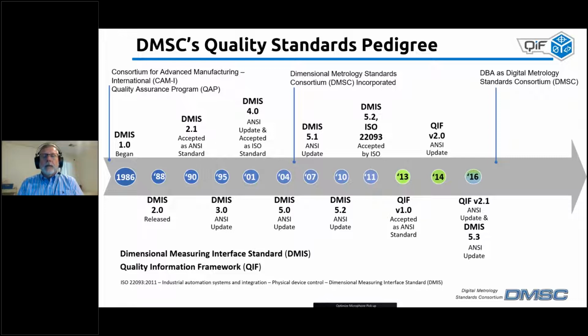Then we had a modification to DMIS so that it could incorporate some significant things out of the QIF. Notice we changed our name in 2018, which produced this QIF version 3.0, and that QIF 3.0 became accepted as an ISO standard, 23952. By the way, the DMIS standard is also an ISO standard. It's 22093.